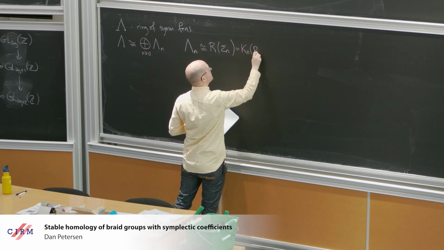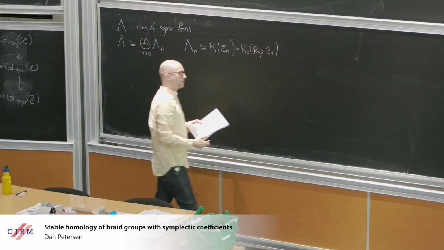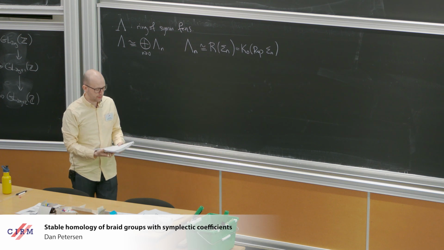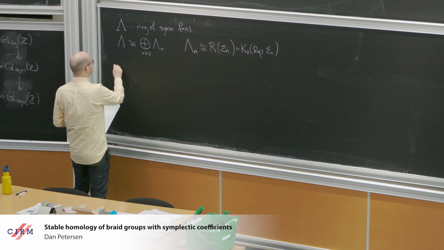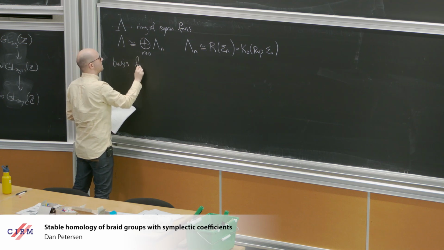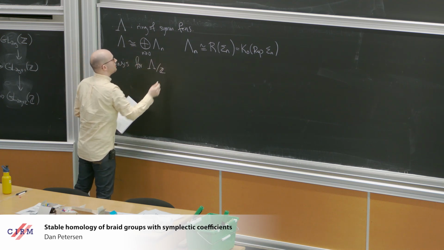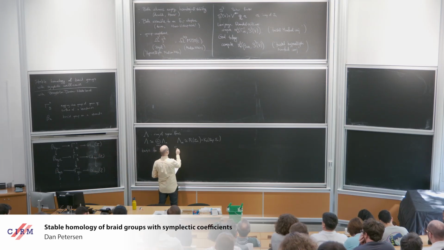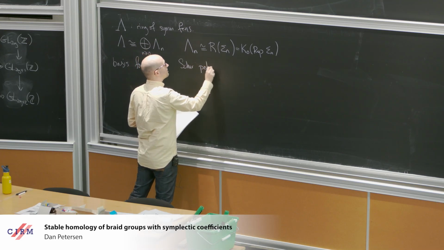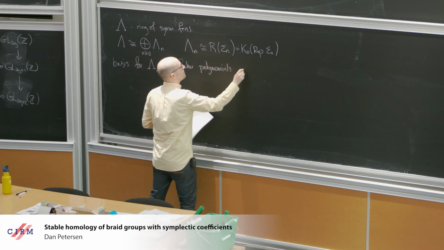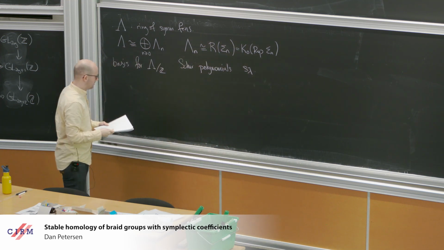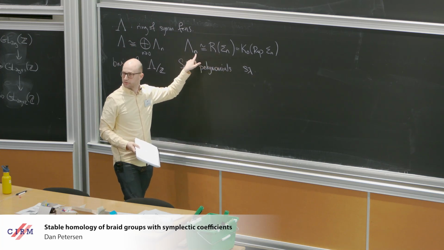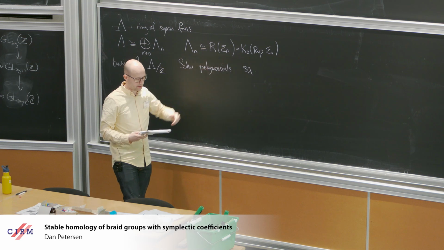which is by definition the Grothendieck group of the category of finite dimensional representations of the symmetric group in characteristic 0. And the basis for lambda as a free abelian group is given by the Schur polynomials. And the Schur polynomial S lambda corresponds under this bijection to the irreducible representation indexed by the partition lambda.